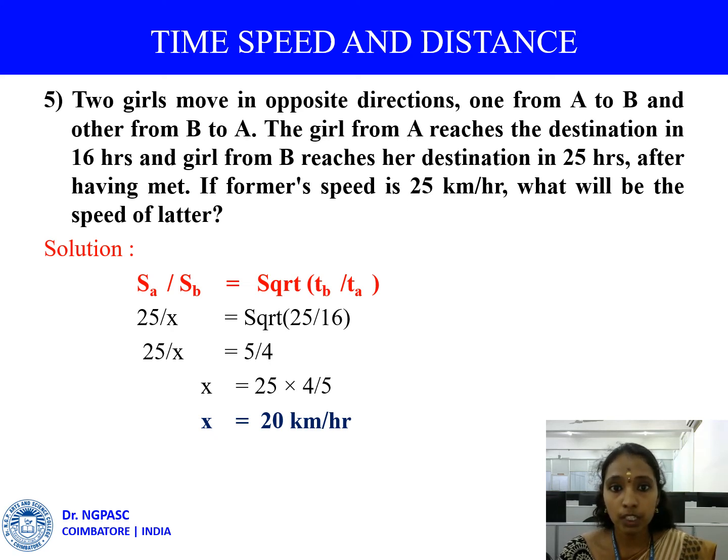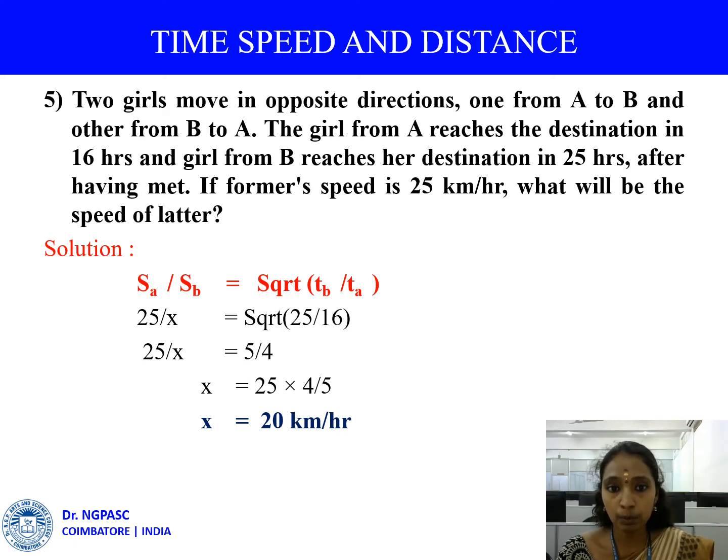So what we need to do? Two girls are moving in opposite directions. One girl starts traveling from A and the other girl starts traveling from B. Both are meeting each other. After they meet, the speed of the former is 25 km per hour, and they are asking what the speed of the latter is.